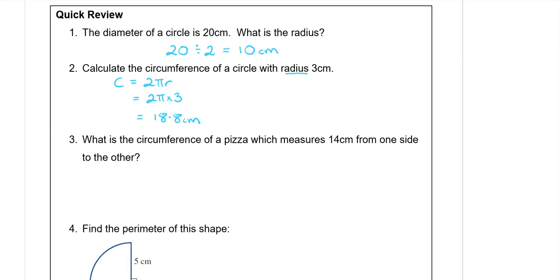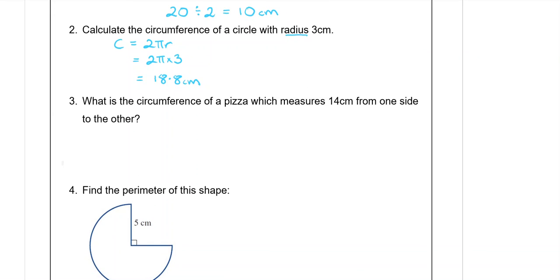centimetres. Question 3, what is the circumference of a pizza which measures 14 centimetres from one side to the other? Now we would have to assume that when it says one side to the other, that measurement would be the diameter. So we're going to use the C equals pi d formula, and then sub in that the diameter is 14.